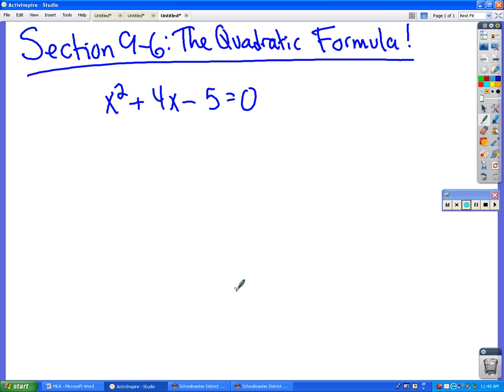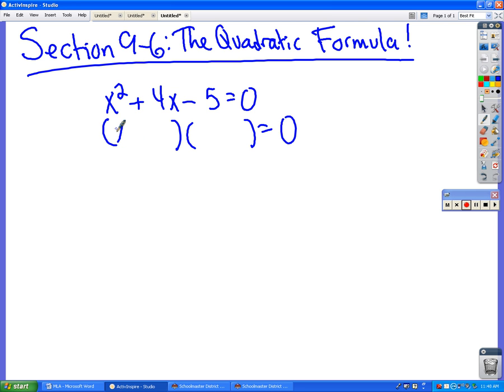This is a quadratic equation because it's got an x squared in it. That makes it quadratic. And it's got an equal sign. That makes it an equation. Okay? And so far, what we've been doing to solve these quadratic equations is what? Factoring. Okay?